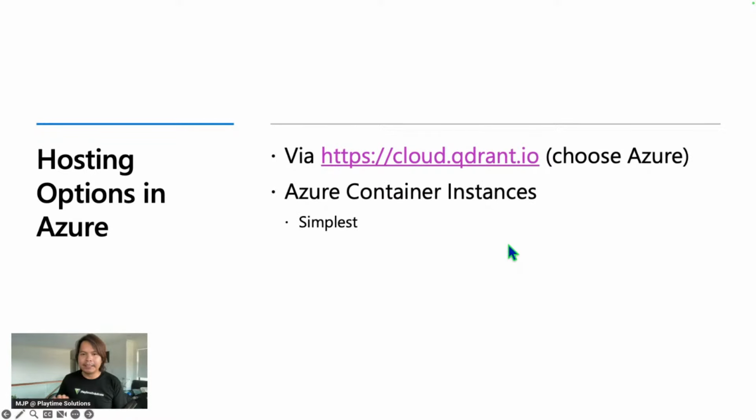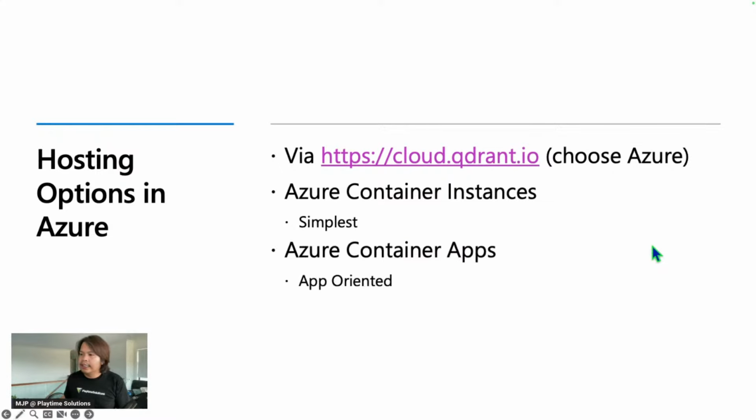The second option is that you can do something like Azure Container Instances. For those who don't know, Azure Container Instances is the easiest, simplest way to host any Docker container. Because Qdrant is an open source technology, you can pull the container image from the Docker registry. So that means you can use Azure Container Instances to just pull that container image. I'll show you later in the demo how easy that is.